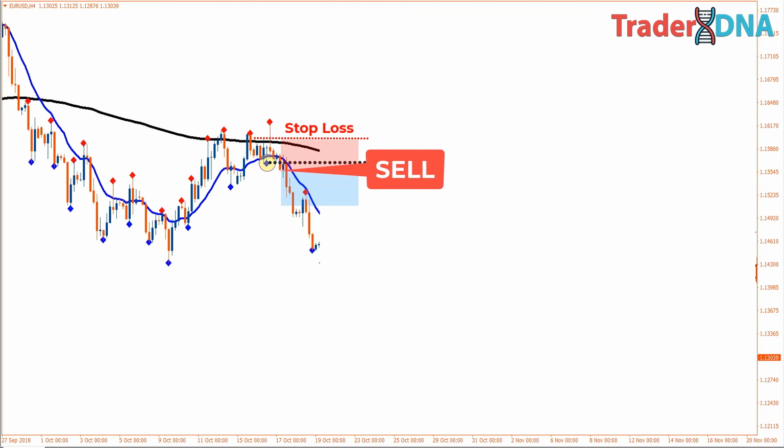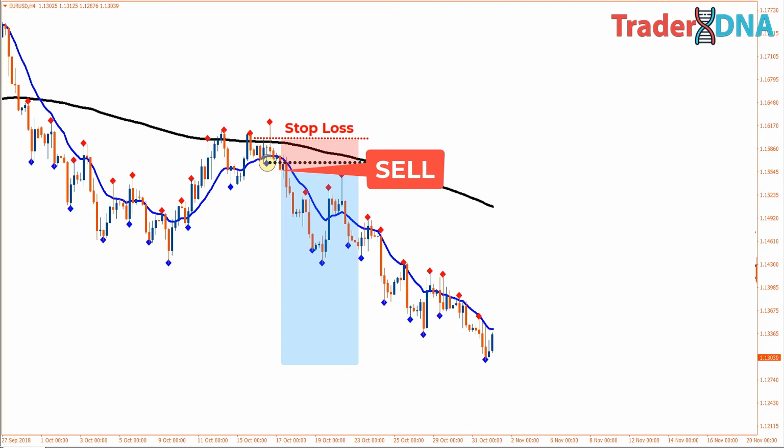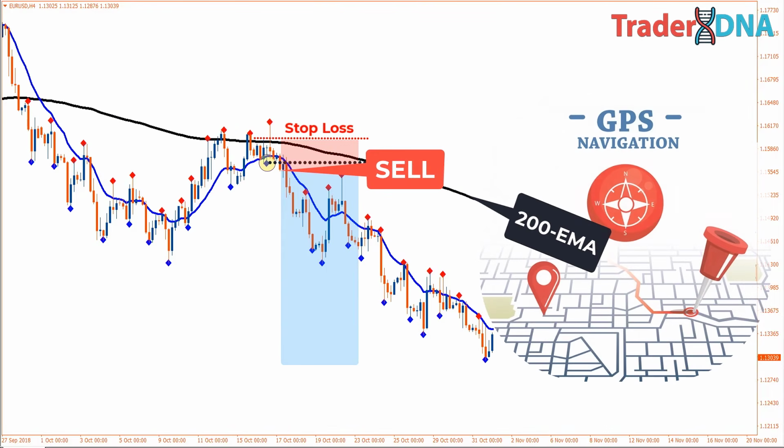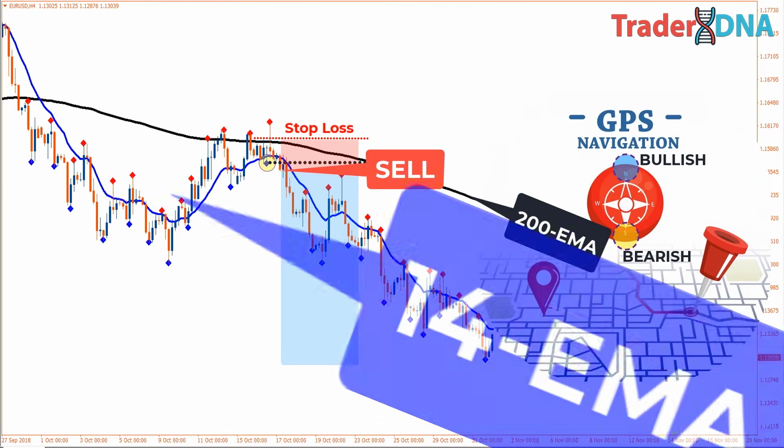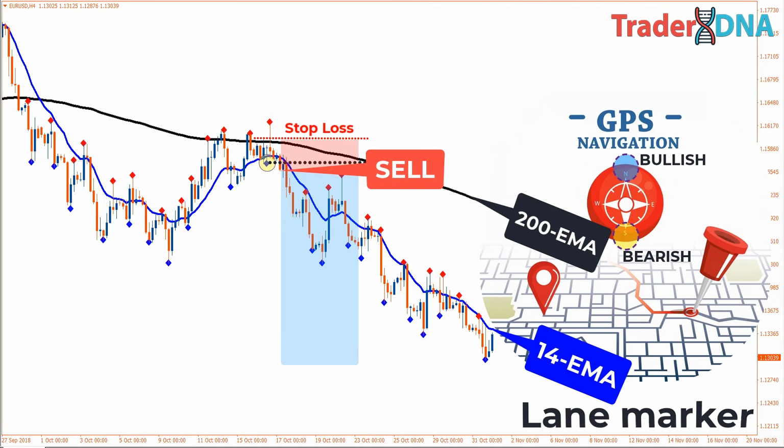Clean, simple, safe. Analogy. Think of the 200 EMA as a GPS. It tells you what highway you're on. Are we heading north, bullish, or south, bearish? And the 14 EMA? That's your lane marker. It helps you switch lanes at the perfect time without crashing into market traffic.